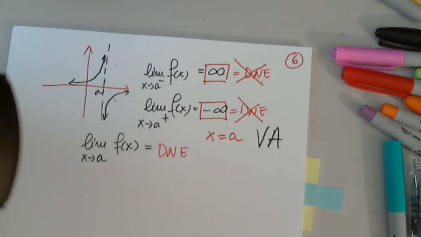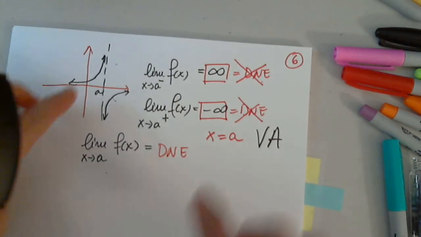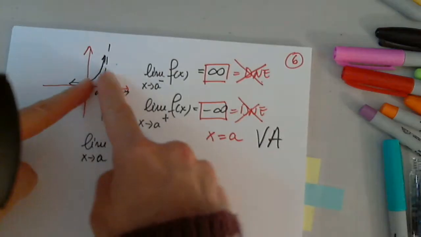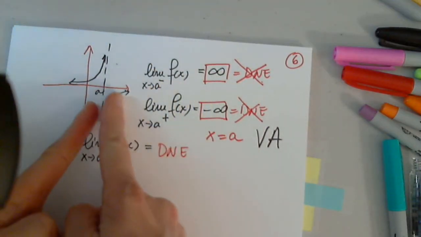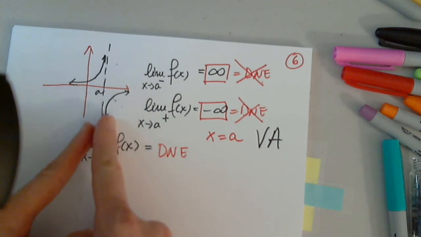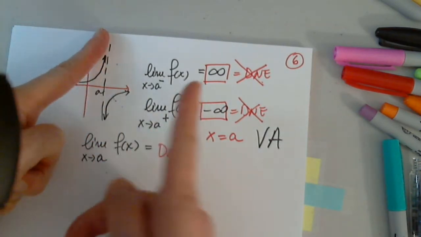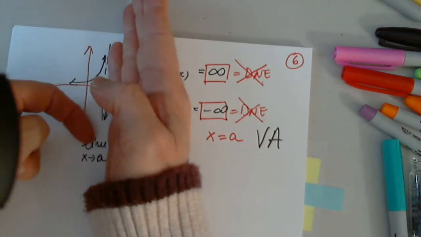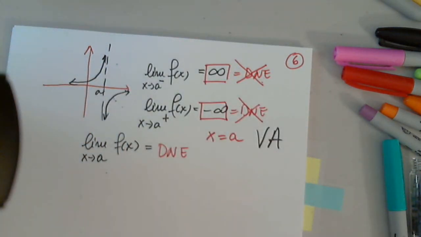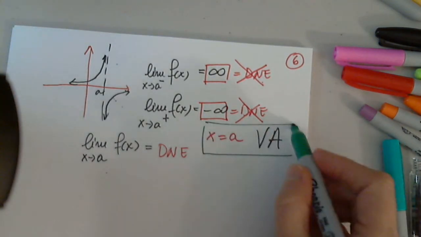It's a vertical asymptote. So there are basically four possibilities. Positive infinity on both sides. Negative infinity on both sides. Or positive on one side and negative on the other, or positive on this side and negative on the other. Any combo. In this case, x equals 0 is a vertical asymptote. Great job.